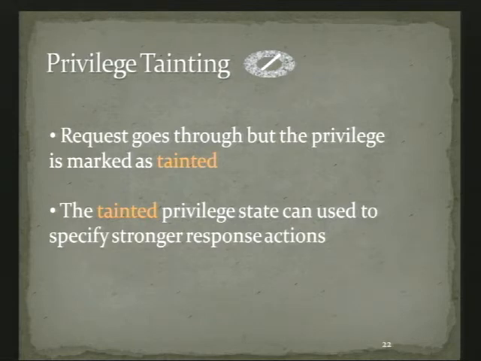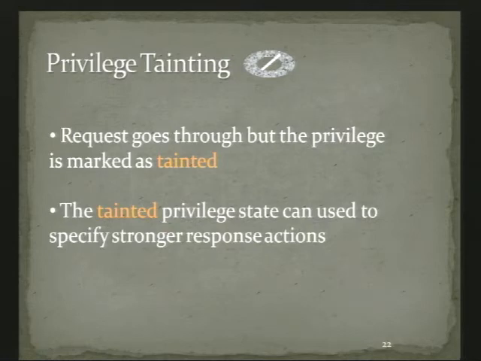So in the response engine, users can define a policy to mark the anomalous privilege in question as tainted, and now the tainted privilege state can be used by other policies to specify stronger response actions. For example, if you see that a lot of privileges are getting tainted, you can have a policy, which I will show later what a policy looks like, which will say, okay, now the privilege should be revoked or denied. So that's a less severe form of response action, which can be used by stronger response actions.